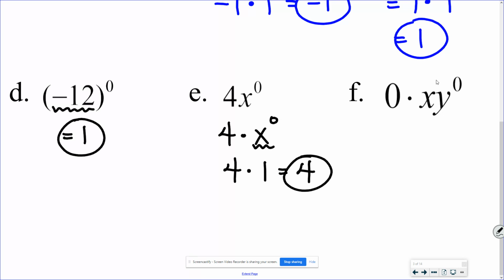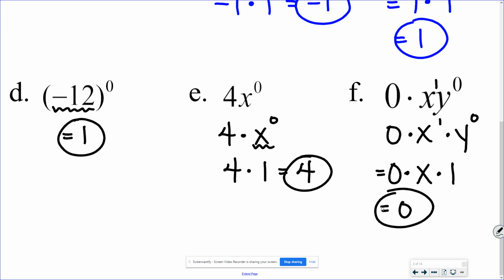Okay, last one. I'm going to break this apart also. So this would actually be the same as 0 times x to the first times y to the 0. So this 0 power is only attached to the y because there are no parentheses attaching it to anything else. And then if you solve, x to the first power is the same as just x. Y to the 0 is the same as 1. So we're doing 0 times x times 1. Well, 0 times anything is equal to 0. So 0 is your answer there.